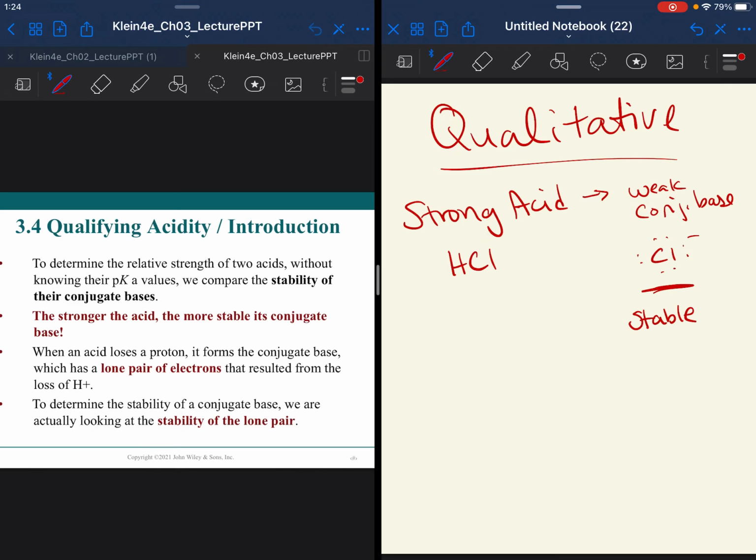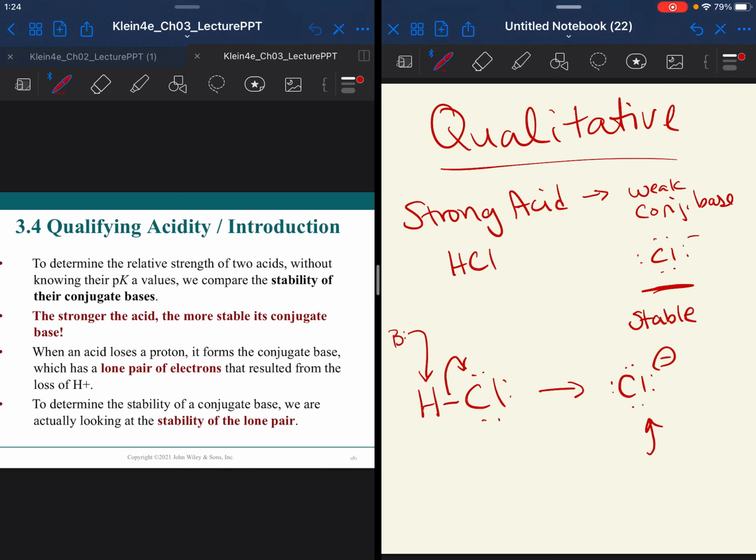So what happens is we see that bond breaks, right? And whatever our base is, it'll pick up that proton and the electrons stay with the chloride. So this is how we form our conjugate base. We take away the proton and what is left over now has a lone pair from that bond that broke. And then we are going to look at that conjugate base to discuss acid strength.